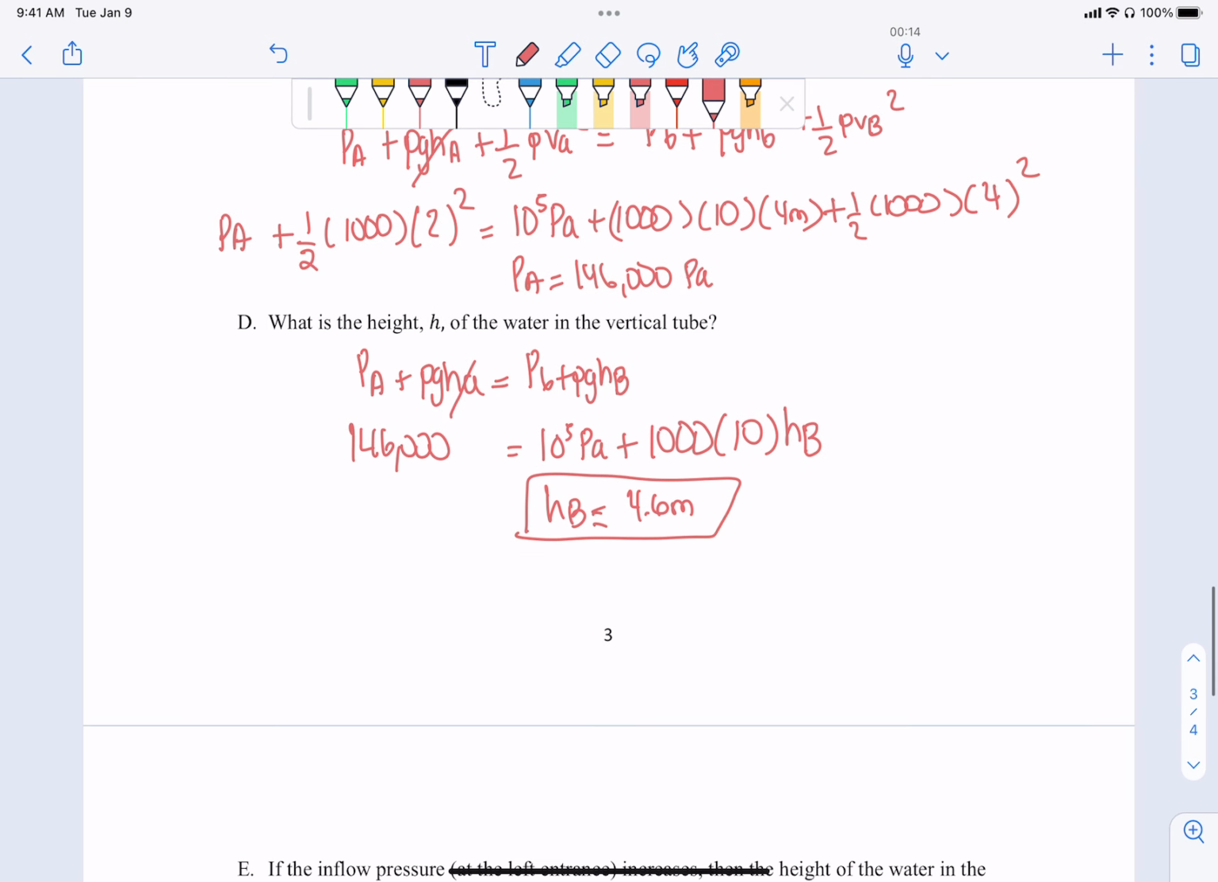Make sense for part D? Any questions at all? Nope. Okay.